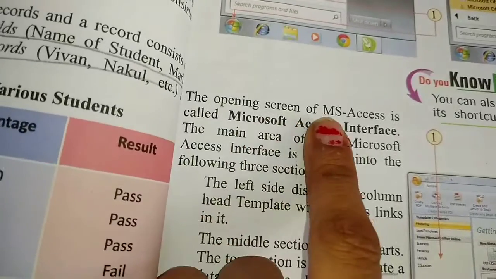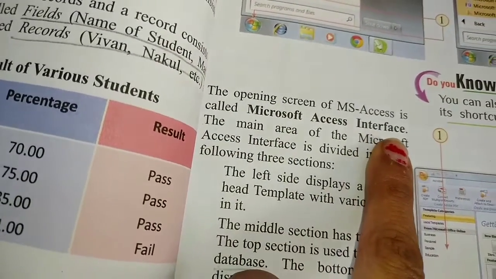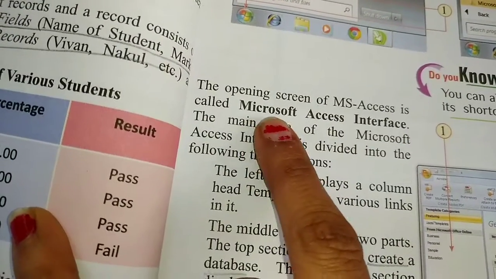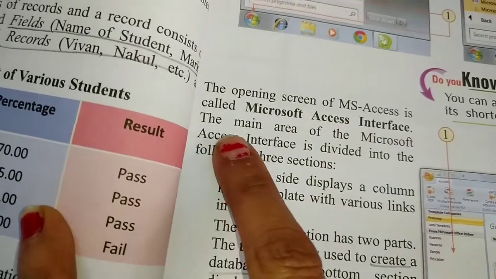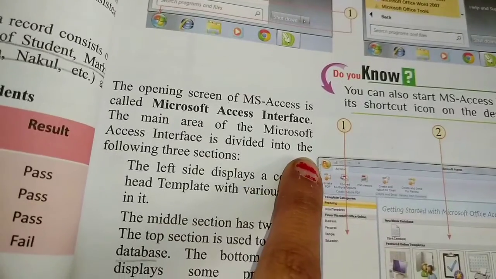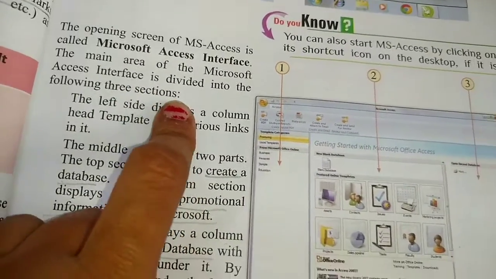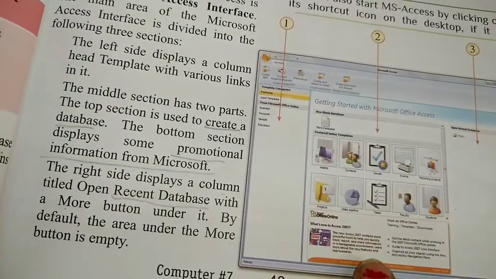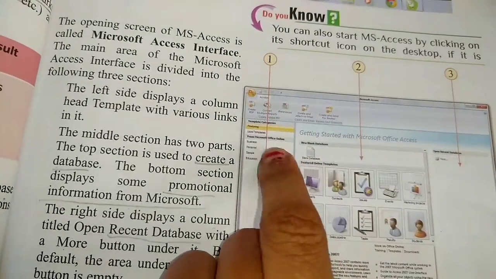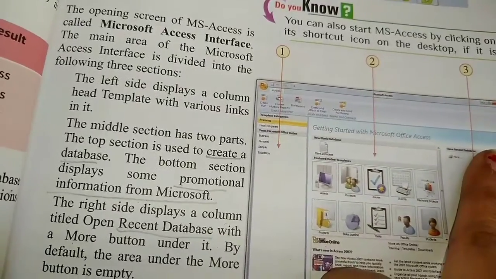Now the opening screen of MS Access is called the Microsoft Access Interface. Means when we open it, the first screen that we see is the Microsoft Access Interface. The main area of the Microsoft Access Interface is divided into the following three sections. You can see this is our Microsoft Office Access first screen, and we divided it into three parts: first, second and third.